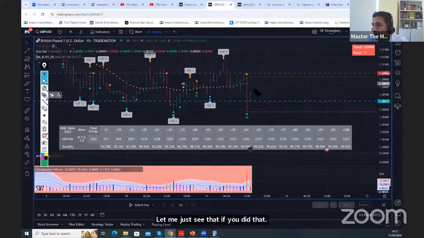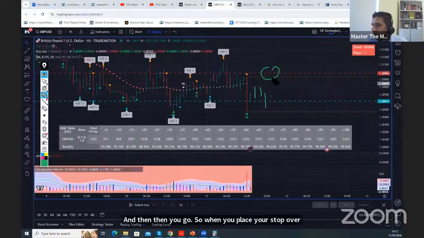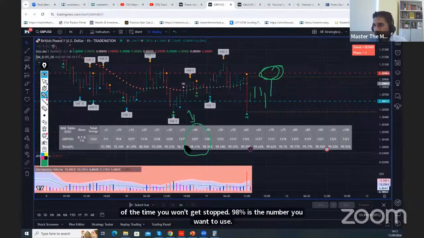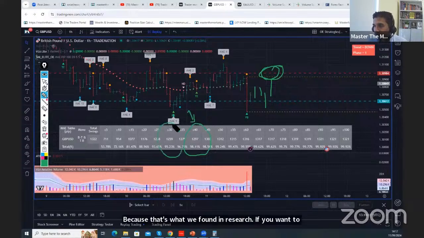So when you place your stop over there, all the downs can happen in here, but you're given enough room. You know on a statistical basis, 98% of the time you won't get stopped out. 98% is the number you want to use, because that's what we found in research. If you want to use other numbers, you can run your numbers there as well.